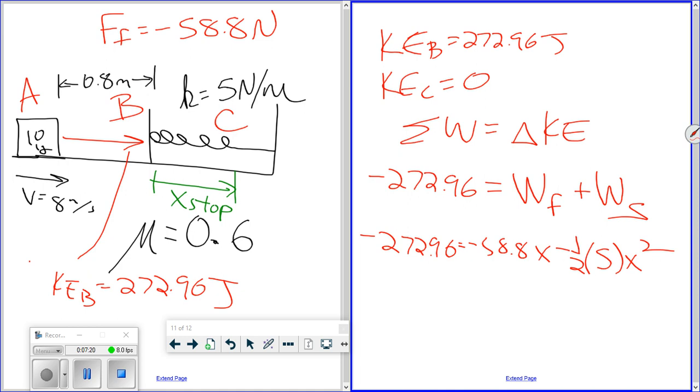Wait, how come it's negative? The question was, why is the work done by the spring negative? So reason 1, as the box moves to the right, which way is the spring pushing the box? To the left. Anytime your force opposes your displacement, that's negative work. Secondly, do you agree that the spring is going to decrease the kinetic energy? Yes. Right? So it's got to be negative because it's helping friction take away the kinetic energy.